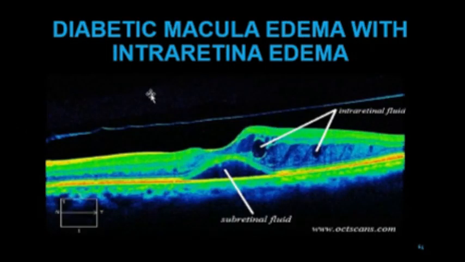So this is how diabetic macular edema with intraretinal edema looks like. This is what we call subretinal fluid. This is subretinal fluid. These are intraretinal fluids.